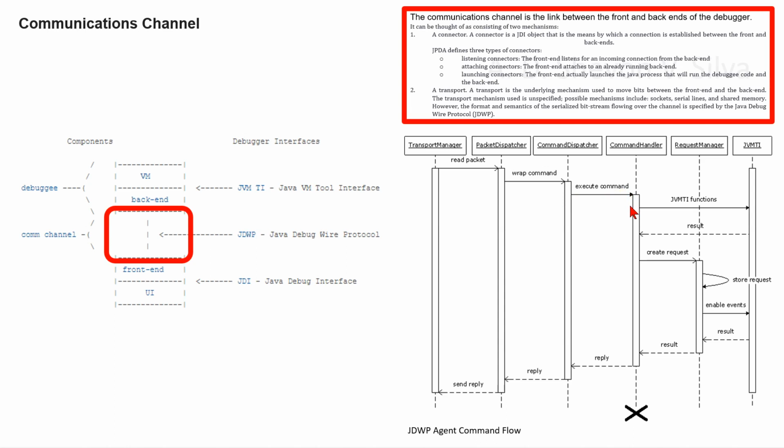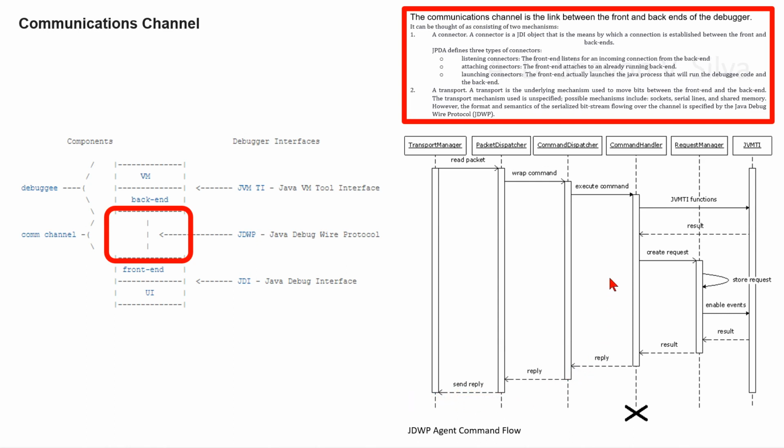Four, depending on the command handler type, one of the following happens. For a synchronous command, the synchronous command handler reads data from the command packet, executes the command, stores the reply data in the reply packet and returns it to the packet dispatcher. The dispatcher then sends the reply packet to the debugger via the transport manager.